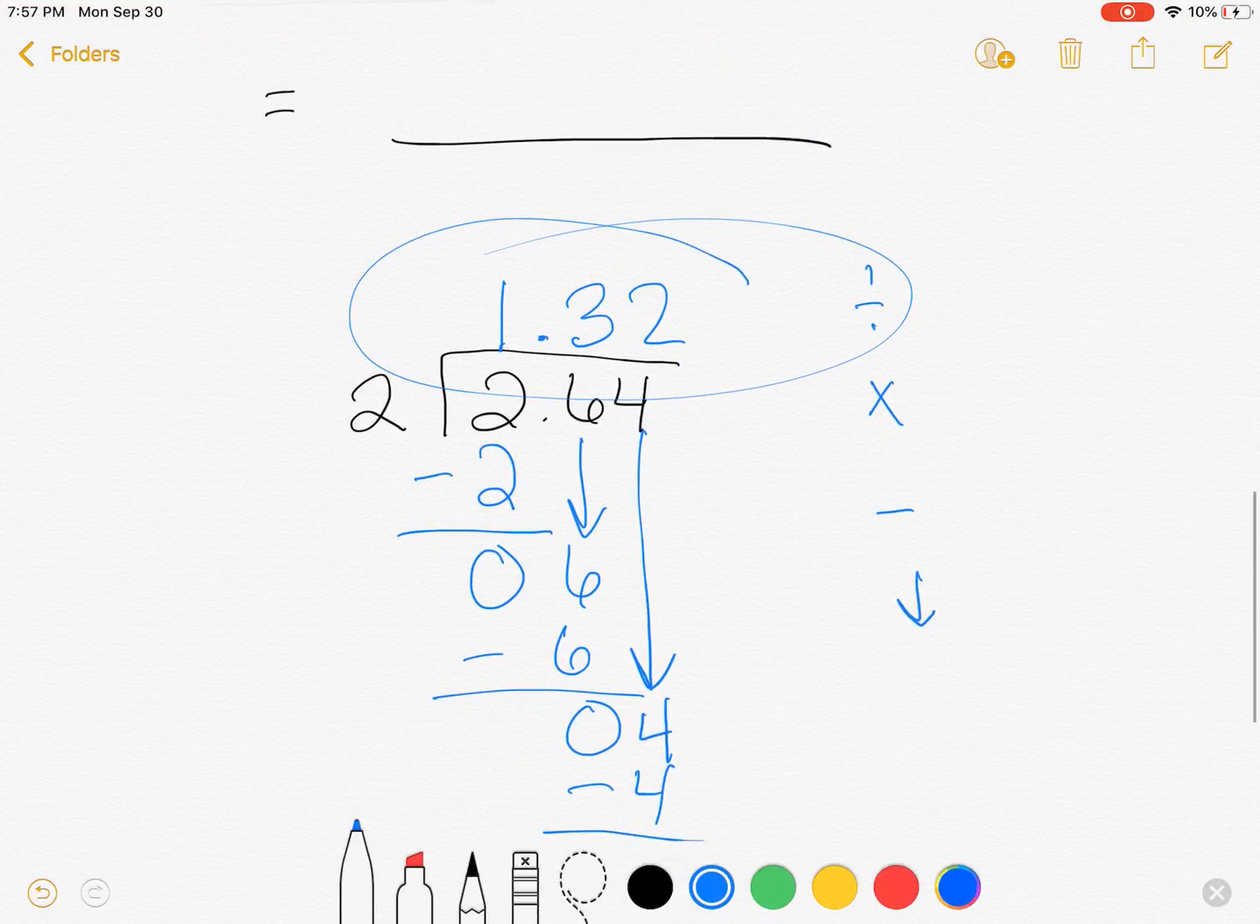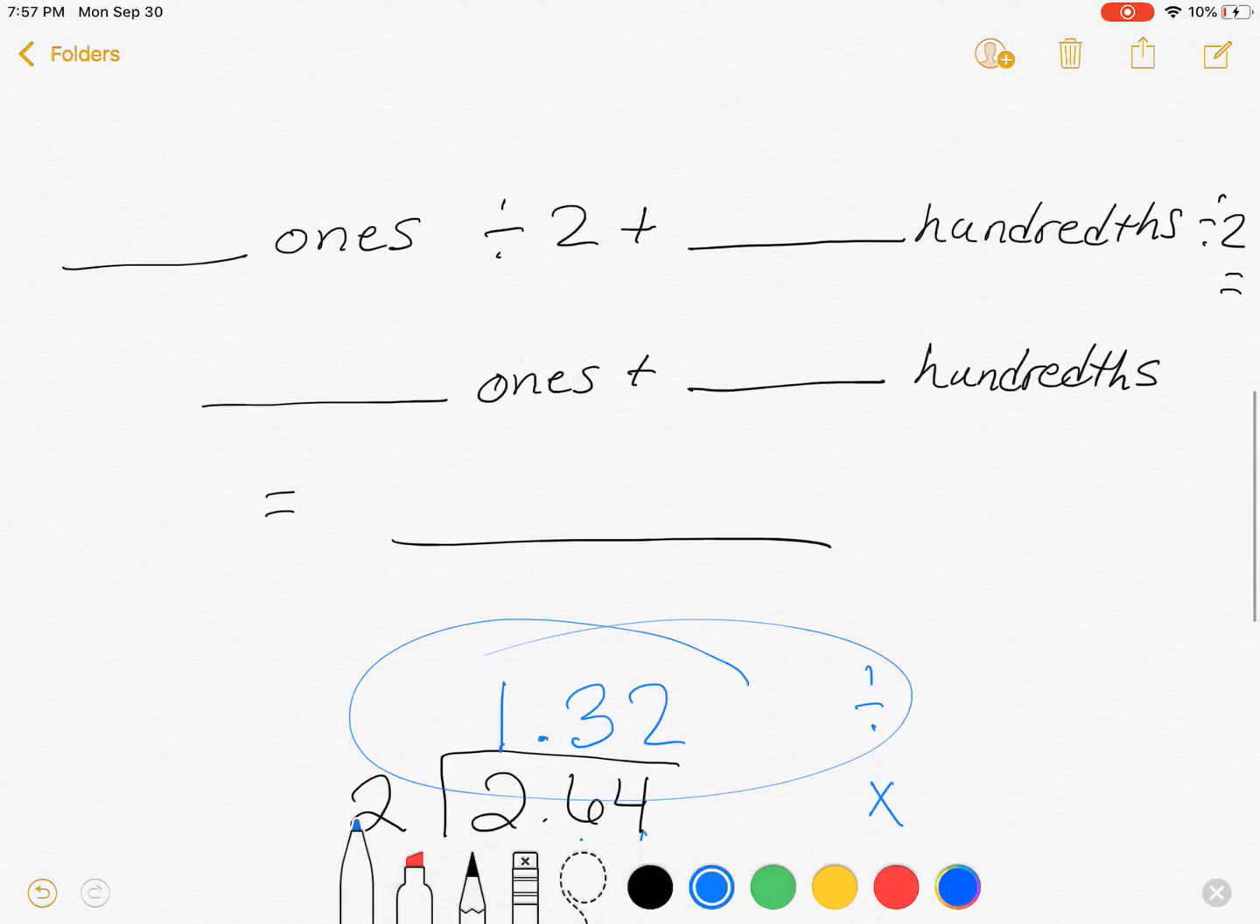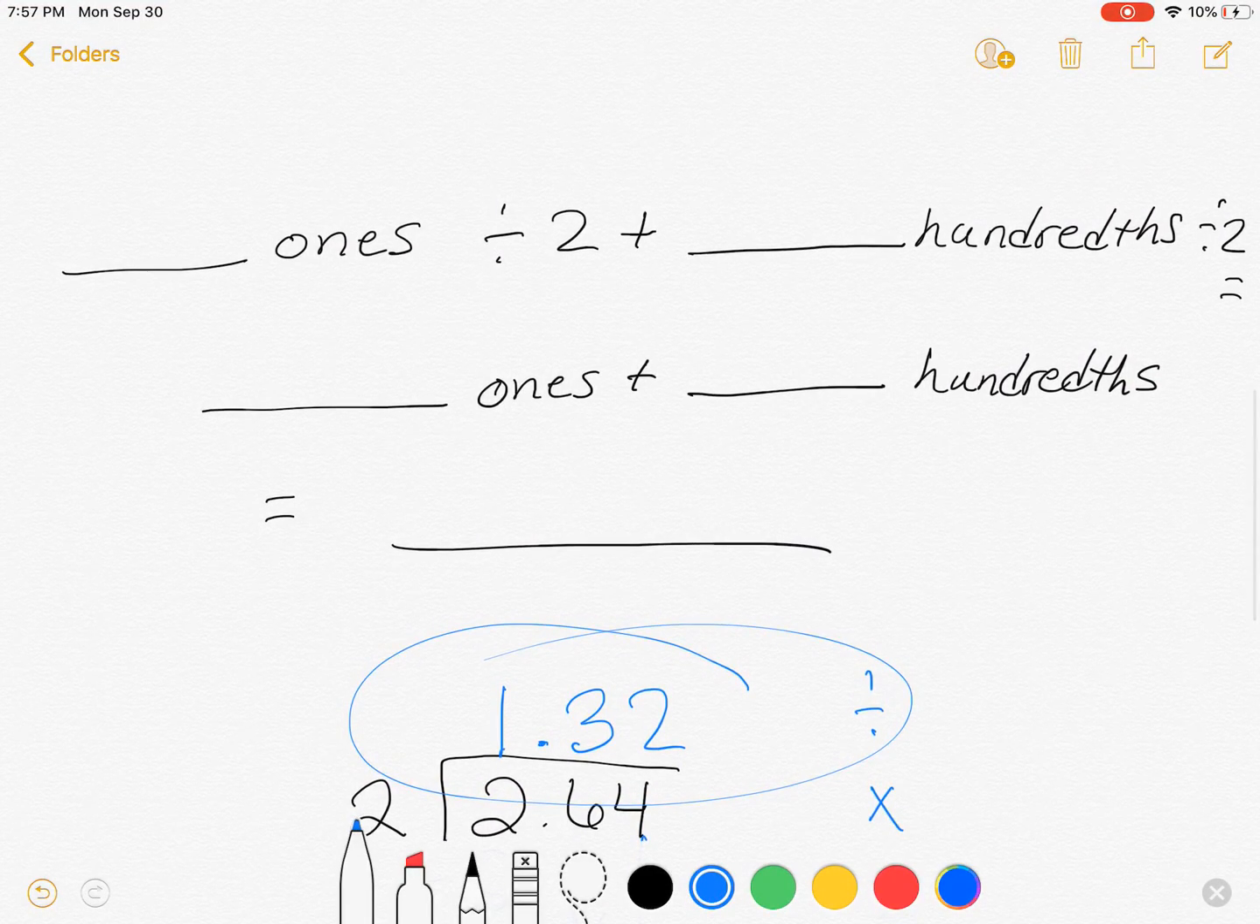But now, if we can write that in unit form, we may get there a little faster. Let's see. So 2 6400ths is 2 ones and 6400ths divided by 2. 2 divided by 2 is 1. And 6400ths divided by 2, we can just cut that in half, 3200ths. So 1 3200ths.